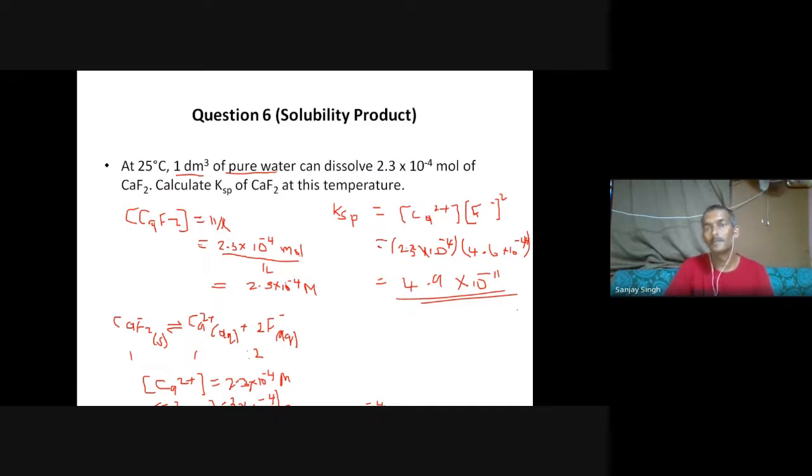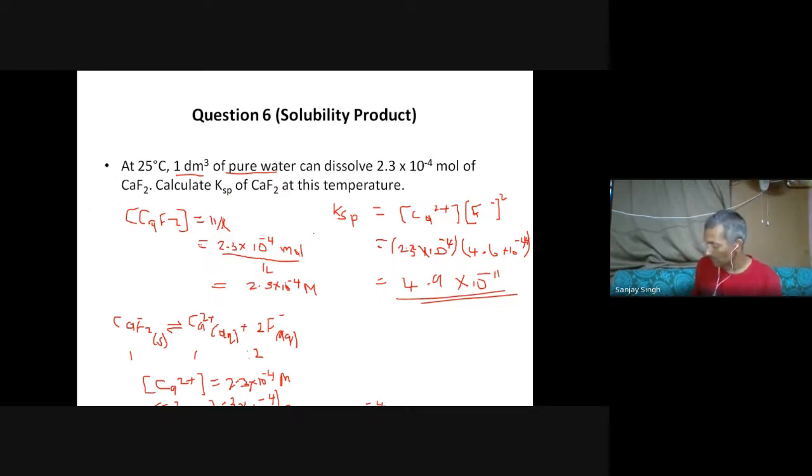Okay, so that's question number 6. You're trying to find the solubility product once the concentrations are known for calcium and fluoride ions. Okay, then we're going to look at the next question.